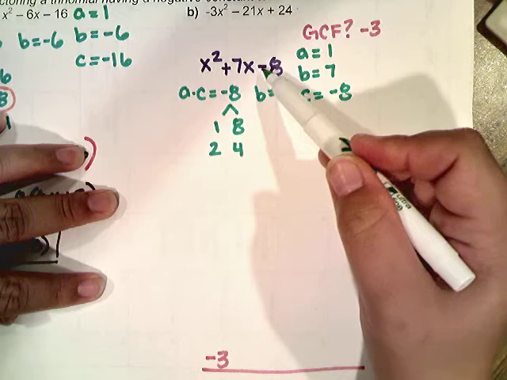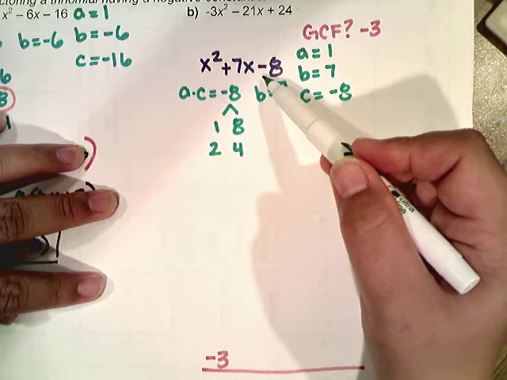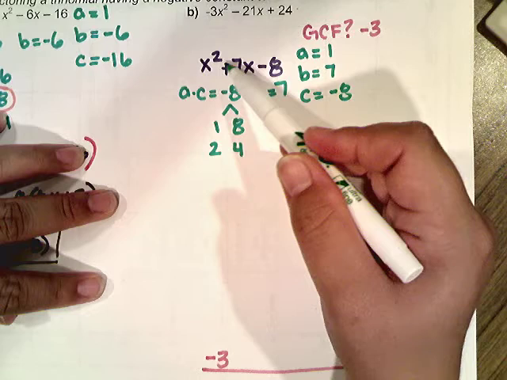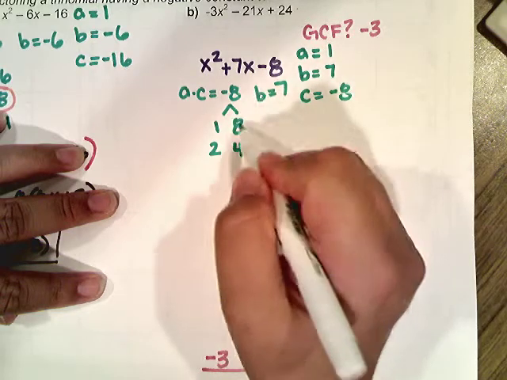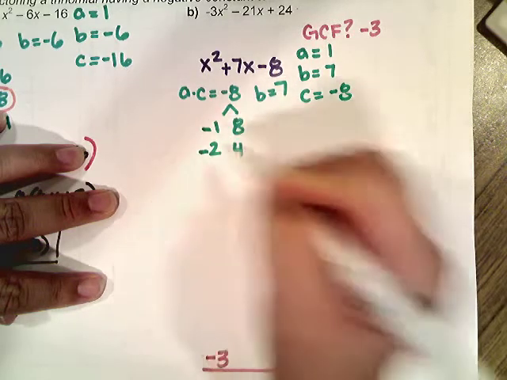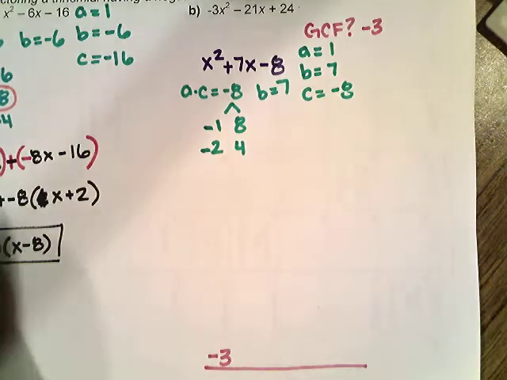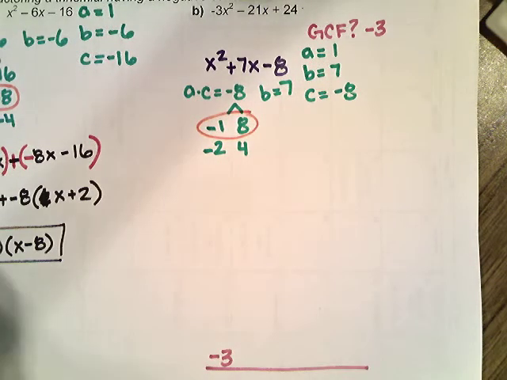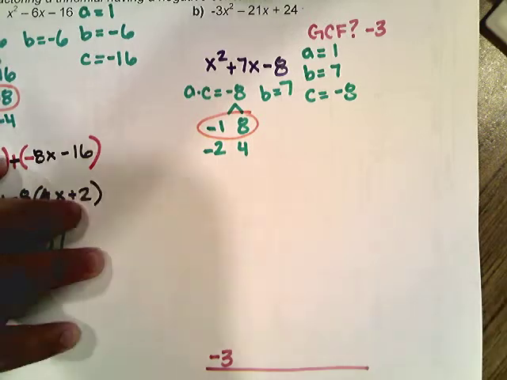So here, this tells us that our signs are going to be different because this is a negative. And in this case, the larger number is going to be positive because the B value is positive. So the larger number is positive. That means that the smaller number is negative. And which pair adds up to give us 7? That would be negative 1 and 8. We just keep on going.